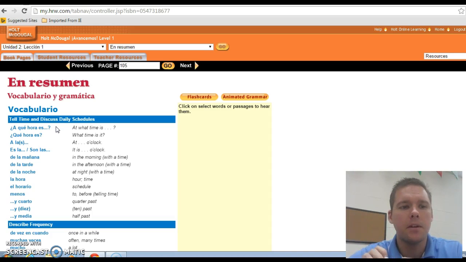Save us some time. But I'll start in the upper left corner of page 105, which under that big word for vocabulary, vocabulario, says tell time and discuss daily schedules. So there's several terms under there. We'll go through each one, how to pronounce it. I might give you a couple notes along the way. Those are things we'll talk about more in class and perhaps in another video. Alright, here we go. Starting with the first one under tell time and discuss daily schedules.